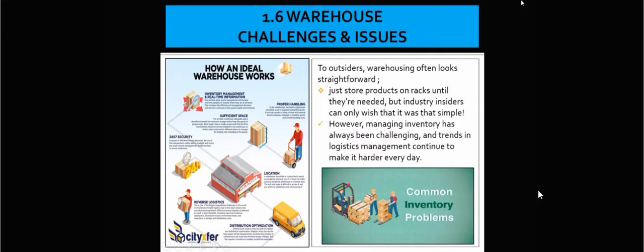And then you need a proper handling. Okay, that is why as a warehouse manager you have to understand what type of handling, what type of, they call it MHE, material handling equipment, yang kena sesuai dengan barang tersebut. Kalau tidak, nanti awak akan menghadapi masalah. And then the location, where is the location? The suitable location of the warehouse. And then how you do the reverse logistics, and finally how can you optimize your distribution, right?